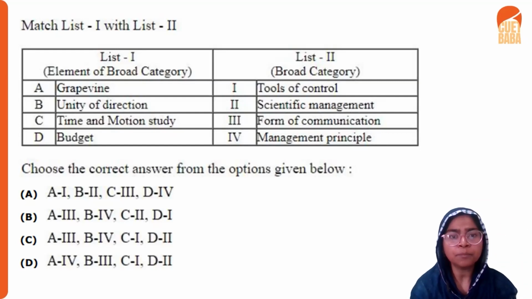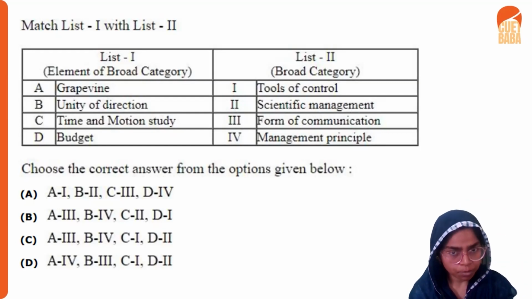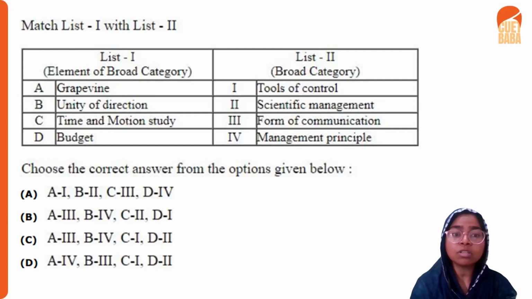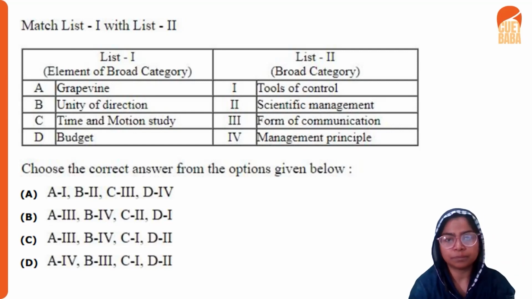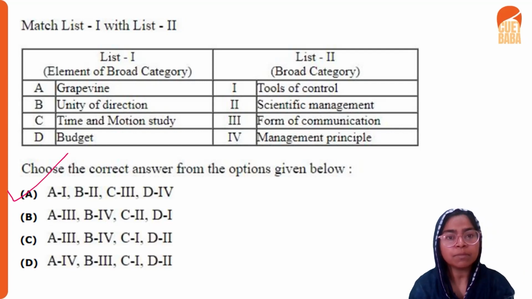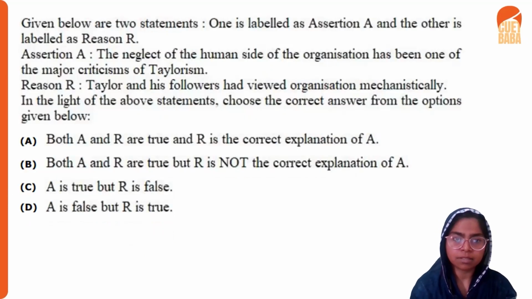Let us go further. Grapevine is a form of communication. Of course, it is a form of communication. Why? Because it is a form of informal communication, where there is no formal structure being followed, but it is informally getting out. So grapevine is the form of communication. A3, B4, C2, and budget is a tool of control. D is 1. So the correct option should be option number B. That is A3, B4. Maybe this is given inaccurately by the answer key. A3, B4, C2, and D1 should be the correct answer.